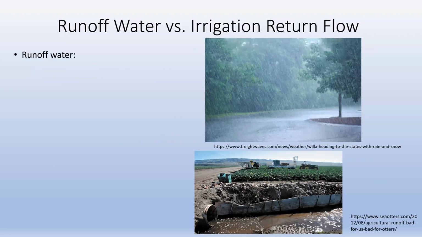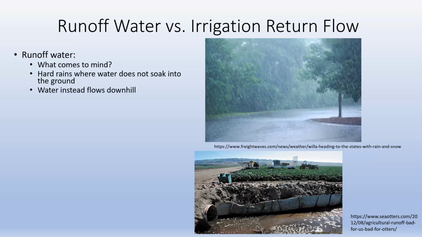So what is the difference between runoff water and irrigation return flow? What comes to mind when I talk about runoff water? Basically, most people think about a big rain event, like in the first picture, which downpours and then the soil is not able to absorb all the water and then the water runs off or overflows. And that is what we usually think about runoff water. It's hard rain where water doesn't soak into the ground and the water instead flows downhill.